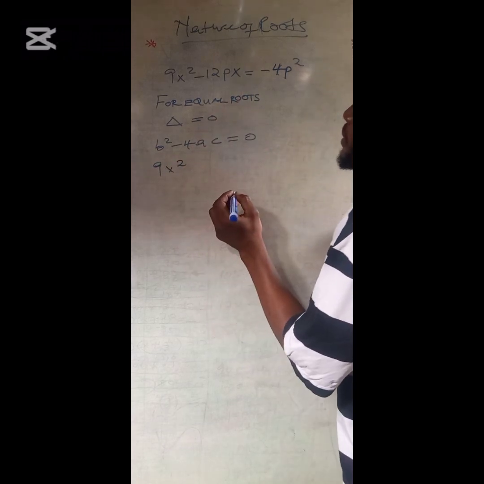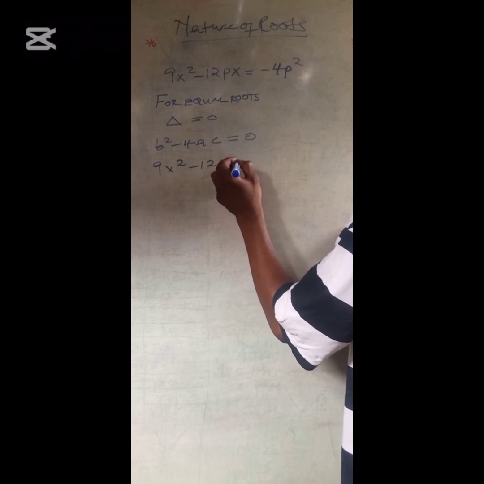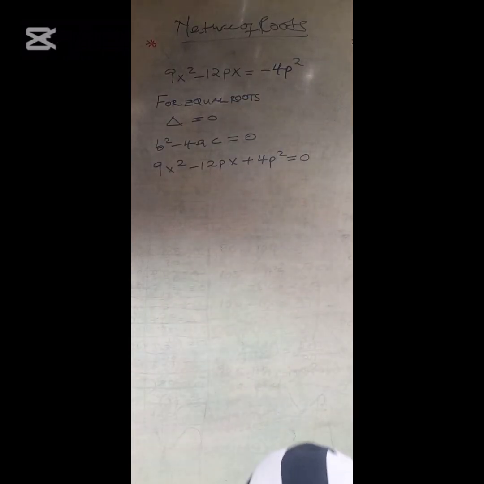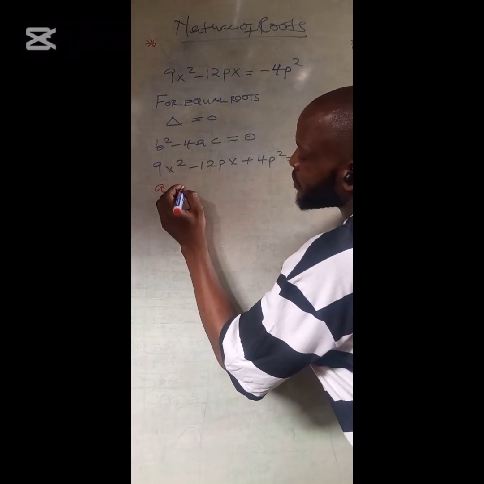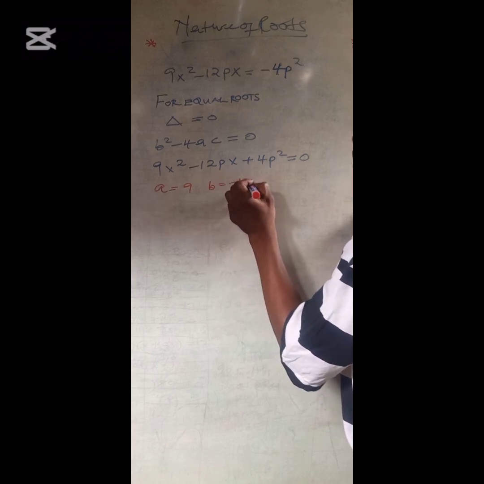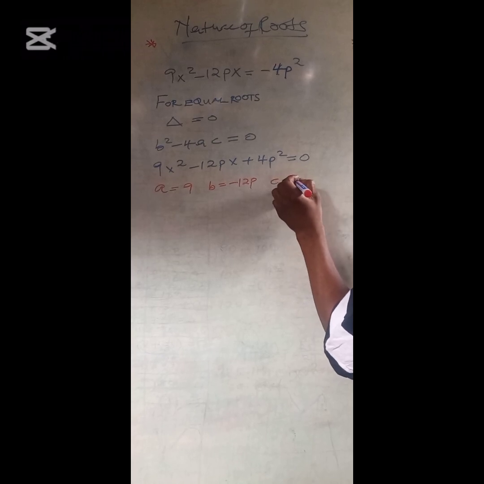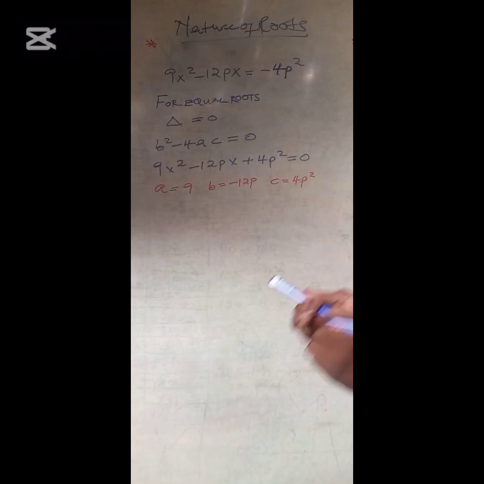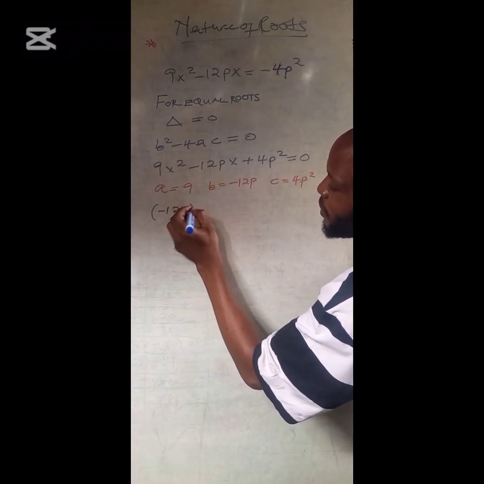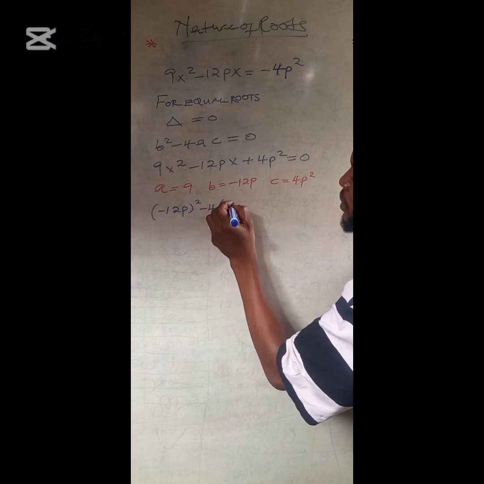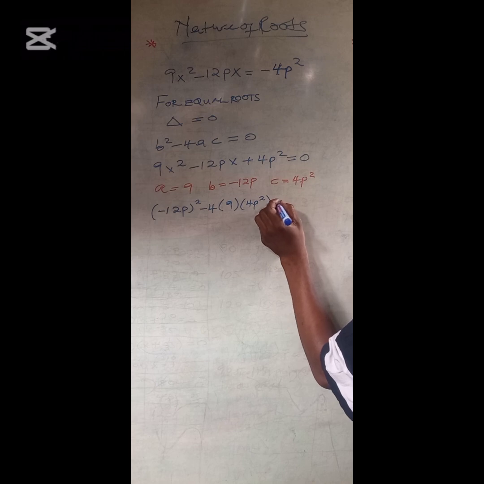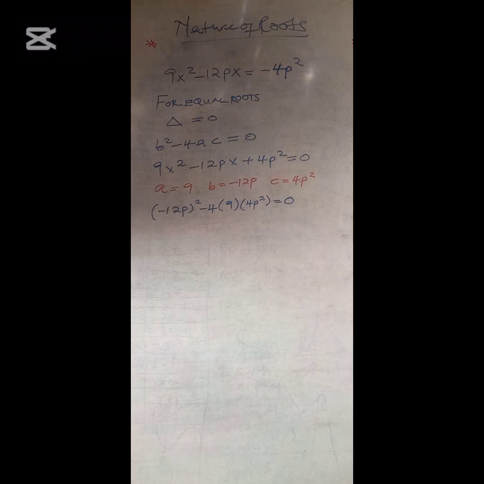We have 9x squared minus 12px plus 4p squared is equal to 0 in standard form, right? From here, you can see that our a is equal to 9, the coefficient of x squared. Our b, the coefficient of x, is minus 12p, and our c, the constant, is 4p squared. So now let's substitute. Our b, minus 12p all squared, minus 4 times a which is 9, times c which is 4p squared, must be equal to 0.